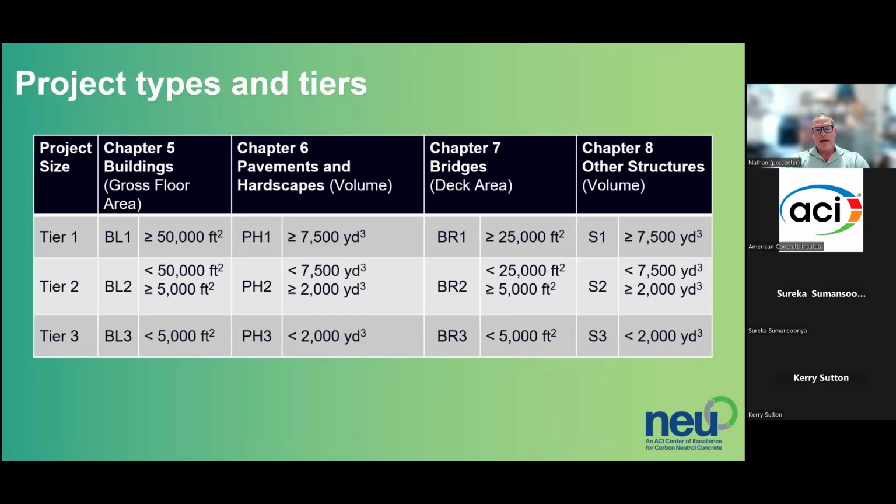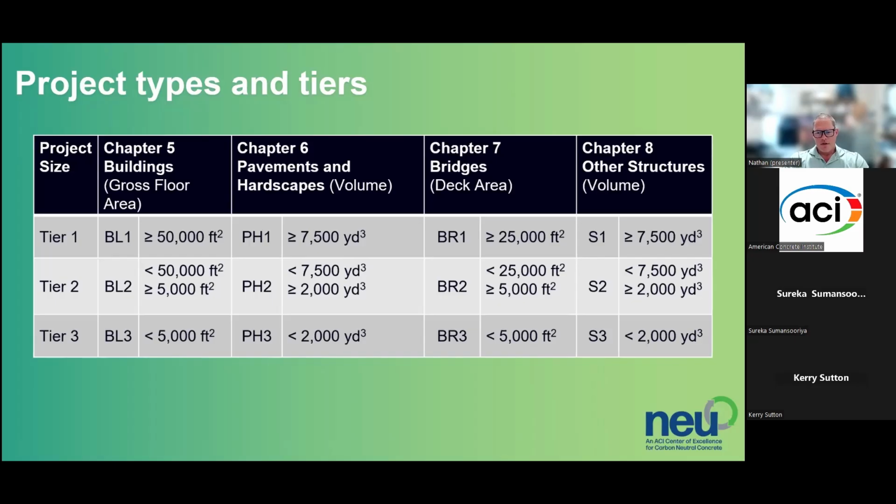Chapters 5 through 8 break down what kinds of projects this code is applicable to. So Chapter 5 covers buildings, and we evaluate the size of the project on the basis of gross floor area. Chapter 6 is for pavements and hardscapes, where we look at concrete volumes. Chapter 7 is for bridges, where we look at the area of the bridge deck. And Chapter 8 is for other structures, where we're also looking at concrete volumes.